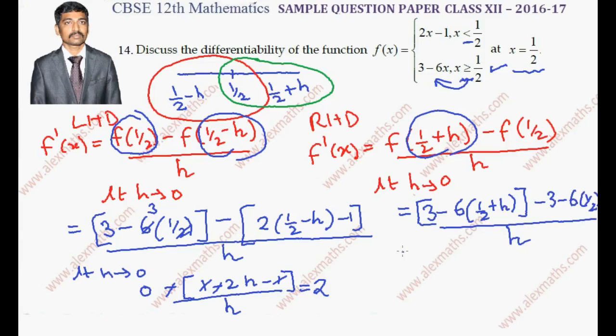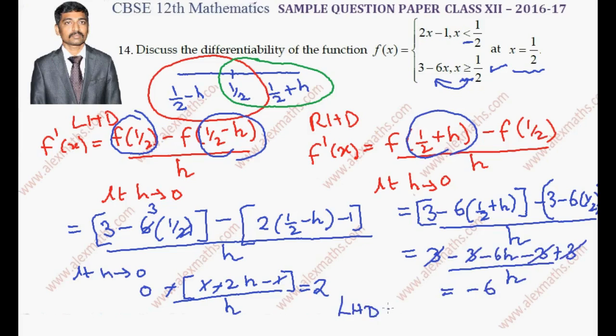Here we can multiply the 6 inside, that is 3 minus 3 minus 6h, and this is minus 3. There is a bracket here, so it will become plus 3. Totally minus 3 plus 3 we can cancel, this also we can cancel, whole divided by h. So after cancelling h and h, we are left with only minus 6. These two are not same, that is, left hand derivative is not equal to right hand derivative. Therefore, it is not differentiable at x is equal to 1 by 2.